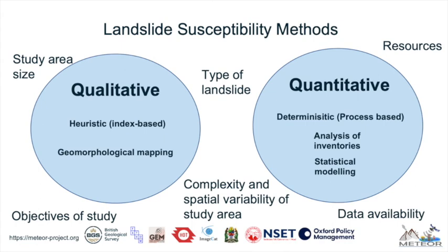In our quantitative methods, these are less subjective and they involve less reliance on expert judgment and are based more on the data. Deterministic approaches model the process and can be very data intensive, requiring a lot of input data on geotechnical and hydrological properties, and they often use slope stability software. In statistical approaches, a combination of landslide occurrence and predisposing factors is carried out statistically. This can be used either bivariate or multivariate statistical techniques. Analysis of inventories can be carried out through creation of landslide density maps, for instance.